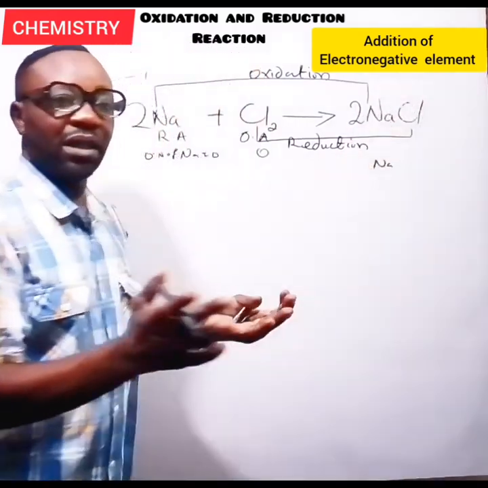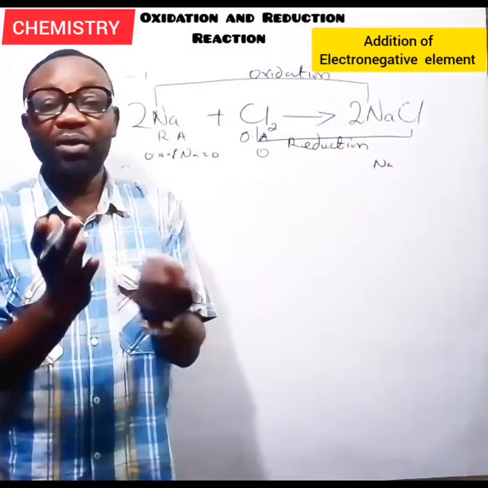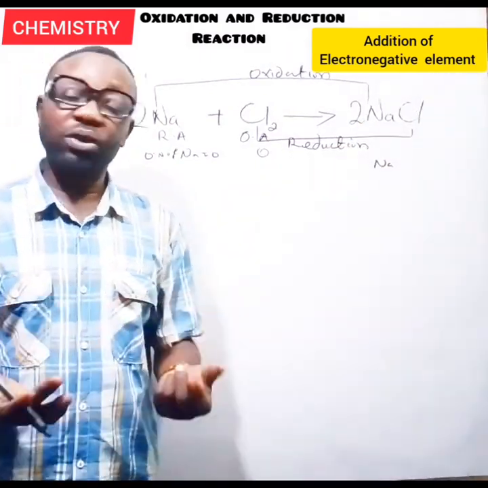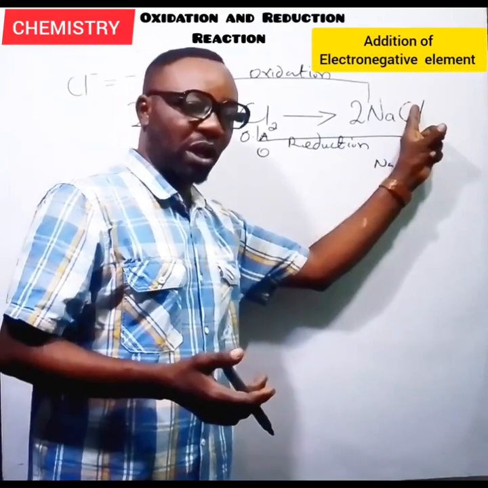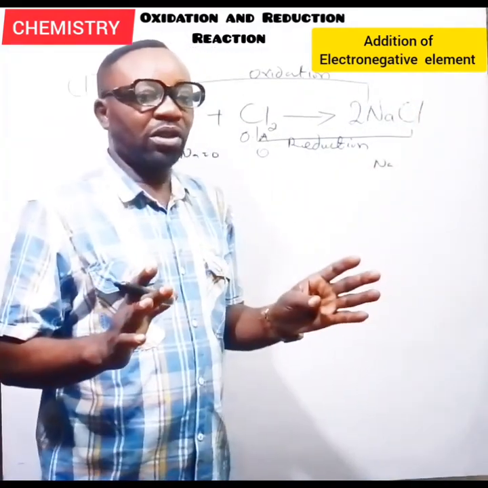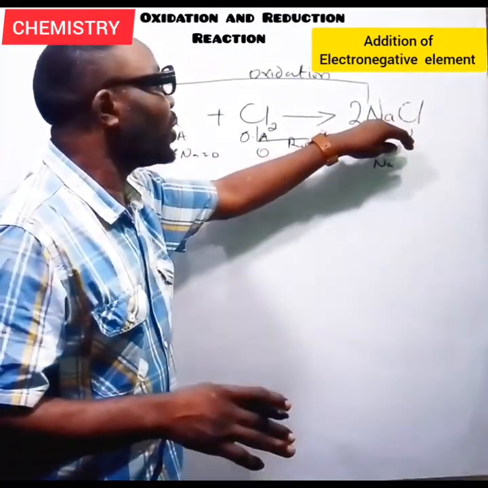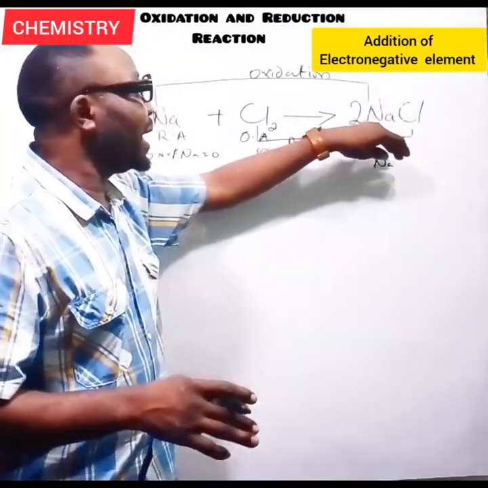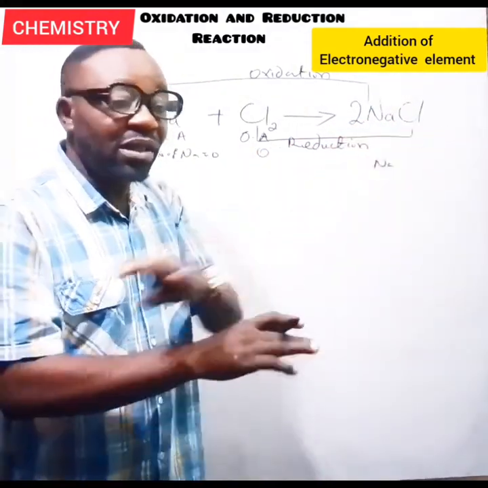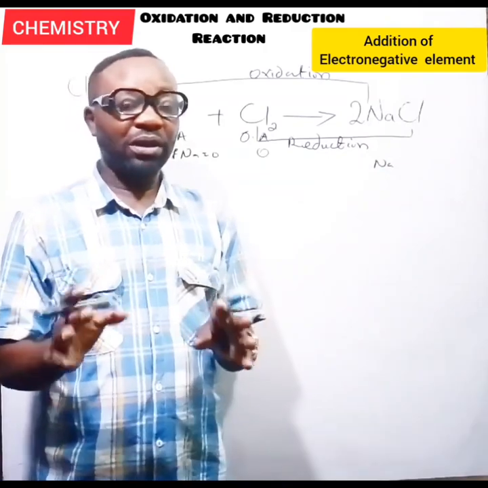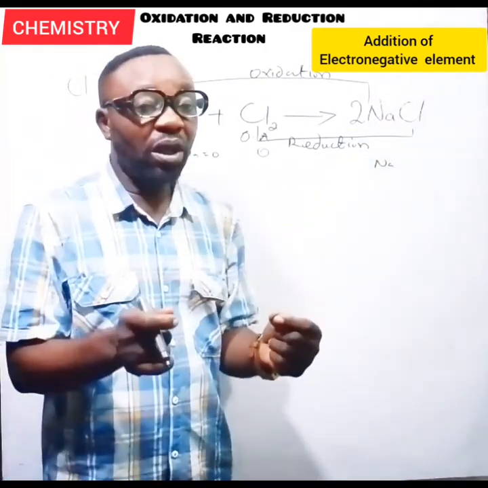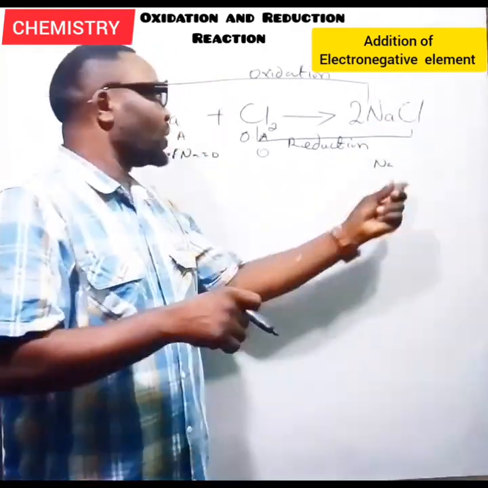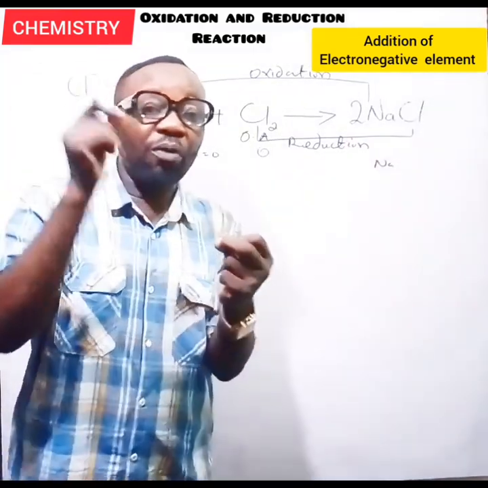For you to have a compound, don't forget that when we add the oxidation numbers together, they must be equal to 0, which means +1 minus 1. That is how the oxidation number must be. That is why they are able to have what is called NaCl. There's no compound that is formed without the oxidation numbers adding up to give us 0.